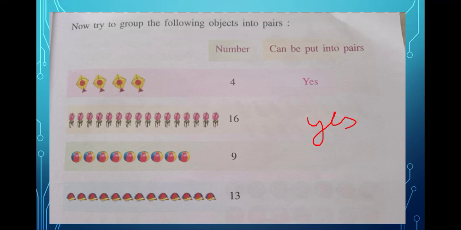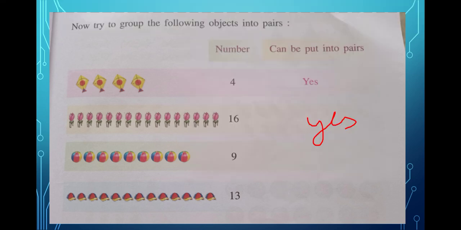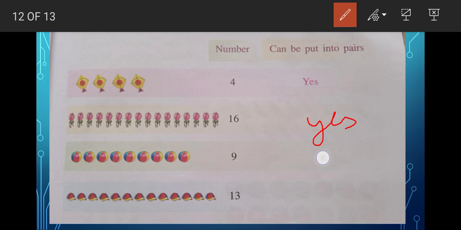Okay. In the same way, how many balls are there, children? Count and tell me whether it can be paired. Yes, these two can be paired, these two can be paired, these two can be paired, these two can be paired, and this ball is alone. It cannot be paired. That means 9, you cannot pair it, isn't it? So what will you be writing here, children? No. Write down no in your book.